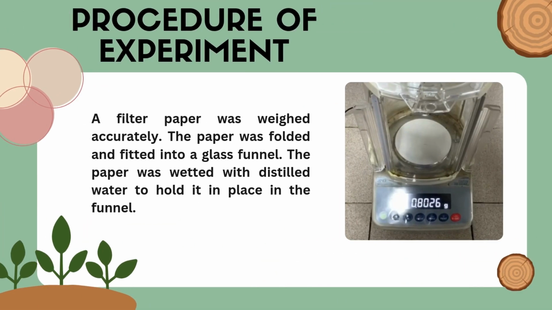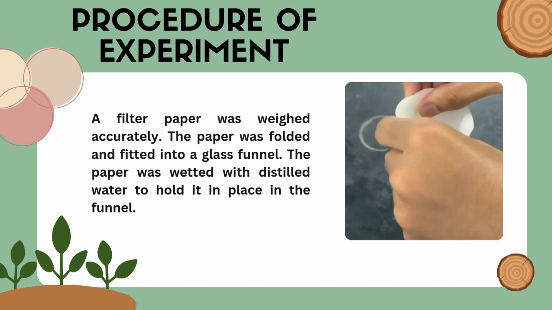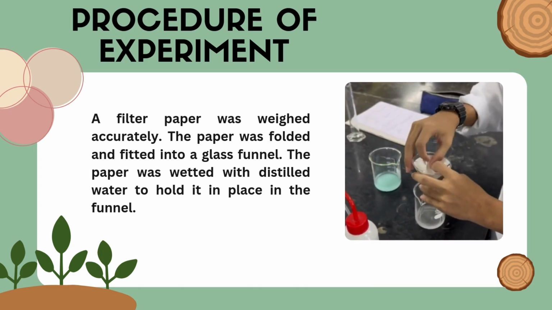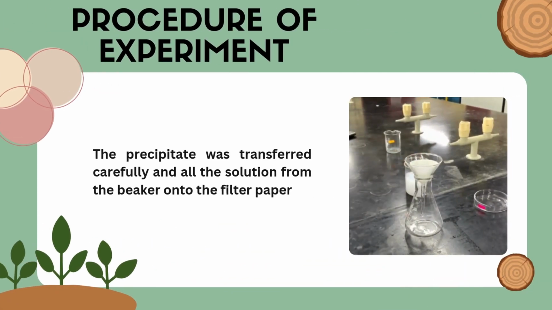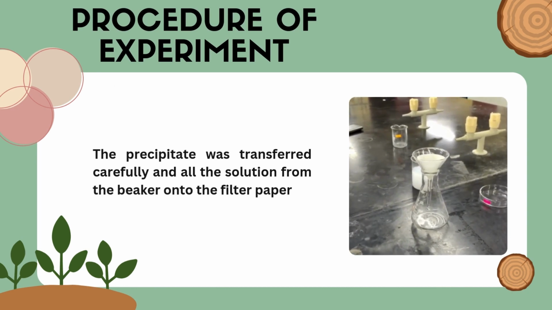While waiting for the precipitation to complete, a filter paper was weighed accurately. The paper was folded and fitted into a glass funnel. The paper was wetted with distilled water to hold it in place in the funnel. After the precipitation is completed, the precipitate and all the solution from the beaker were transferred carefully onto the filter paper.